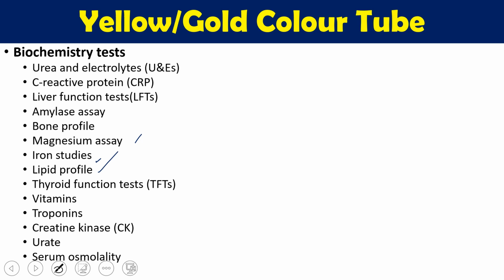These normally require two samples to be taken at two different times to assess the acute trend of the troponins. Creatine kinase, which is one of the important enzymes for the skeletal muscles. Then urate assay and serum osmolality, which requires a urine sample to be taken at the same time. So these are some of the biochemical tests where we require SST tubes.